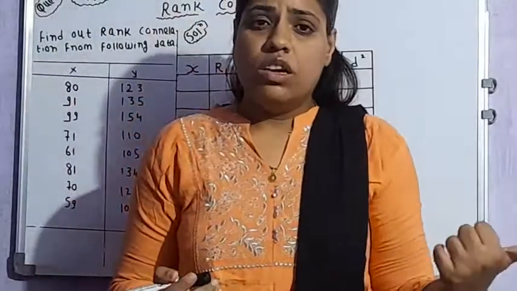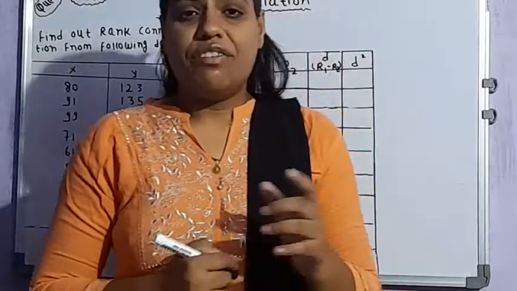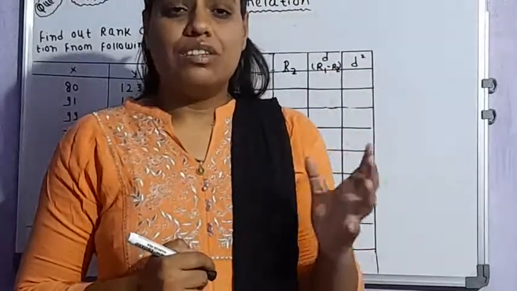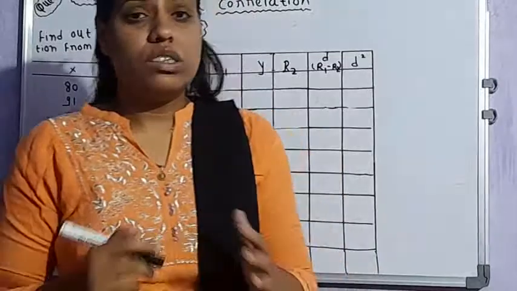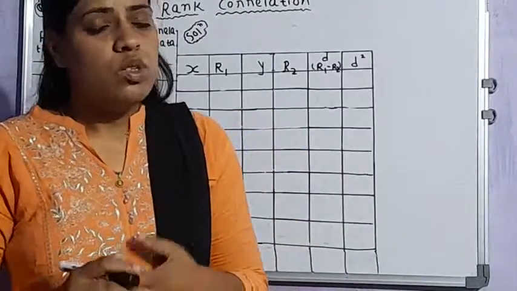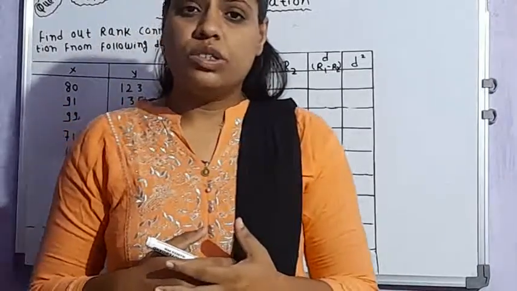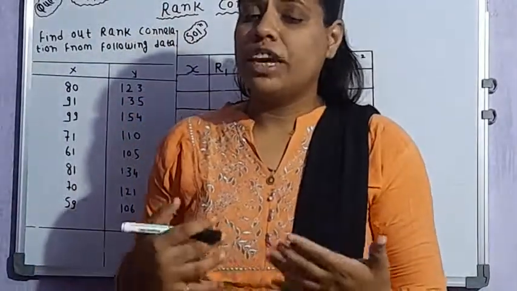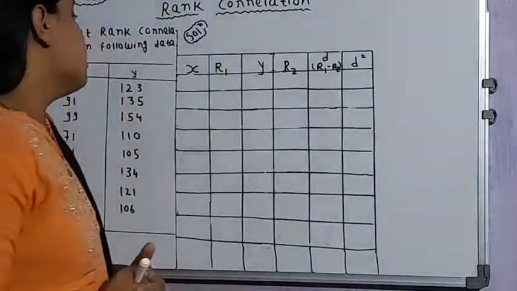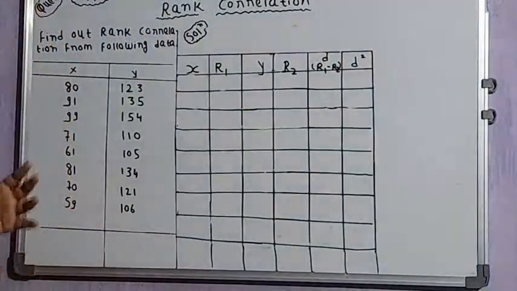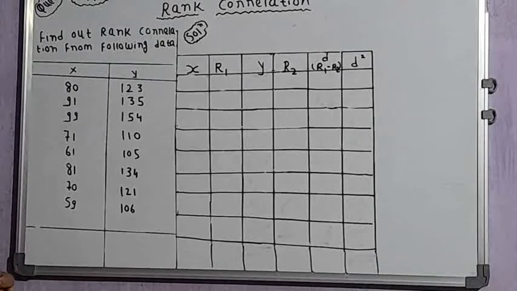What is type 1? We saw yesterday that type 1 is a type whereby the central idea is that the frequencies are not repeated in the problem. We understood this with the help of an example. Today we are going to take another numerical problem of type 1. So let's begin. What is given in the question? Find out rank correlation from the following data.